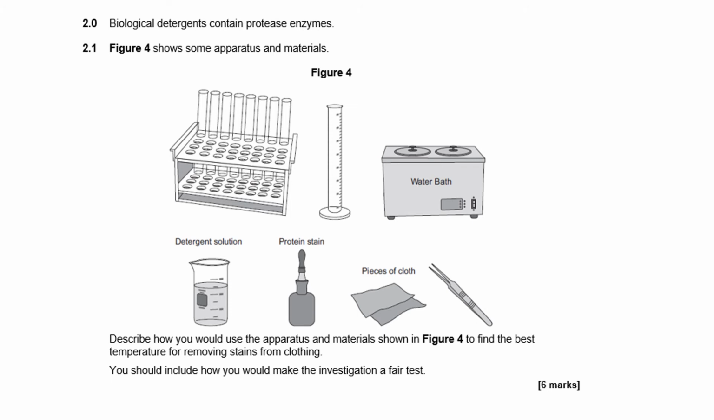Okay, so question number 2 now. Biological detergents contain protease enzymes. Figure 4 shows some apparatus and materials. So we've got some test tubes in a rack, a measuring cylinder, a water bath, detergent solution, protein stain, pieces of cloth, and some forceps, tweezers. Describe how you would use the apparatus and materials shown in figure 4 to find the best temperature for removing stains from clothing. You should include how you would make the investigation a fair test.